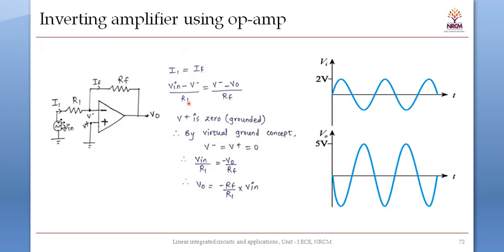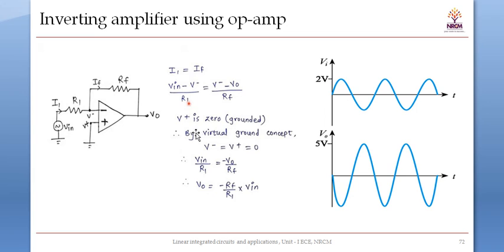So whatever current is supplied here flows through R1, and the voltage drop is I1 R1, and the same amount of current will flow here. Since the current will not flow into the input terminal, the same amount of current will flow through RF. So I1 is equal to IF. I1 can be written as Vin minus V minus divided by R1, which is equal to V minus minus V0 divided by RF.